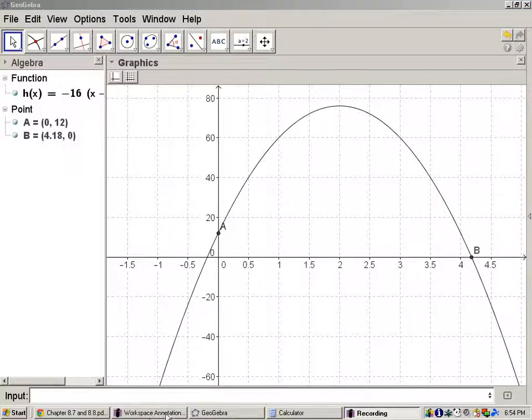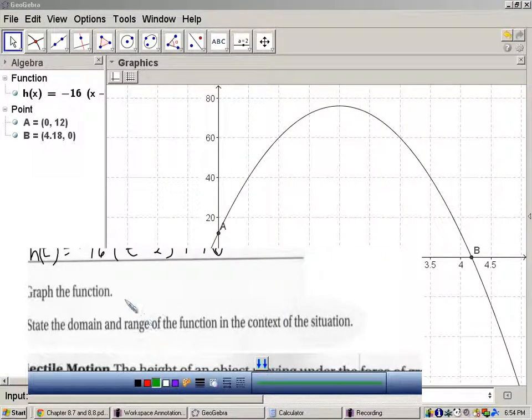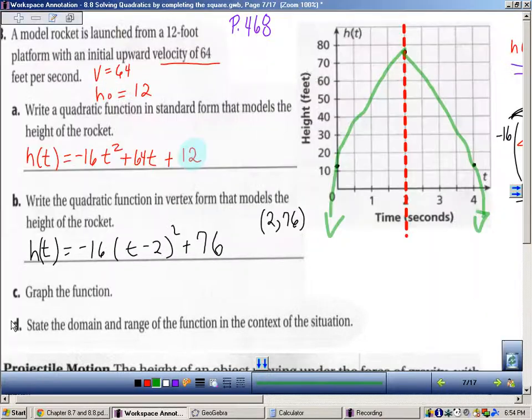Going back to the question, we graphed it. It says state the domain and range of the function in the context of the situation. So the situation is that a rocket has gone up and down. At the starting time, you start at 0 seconds, and then the clock begins. So even though the parabola, when graphed, looks like it does have a time that exists in the negative x coordinates, that doesn't work in this situation.